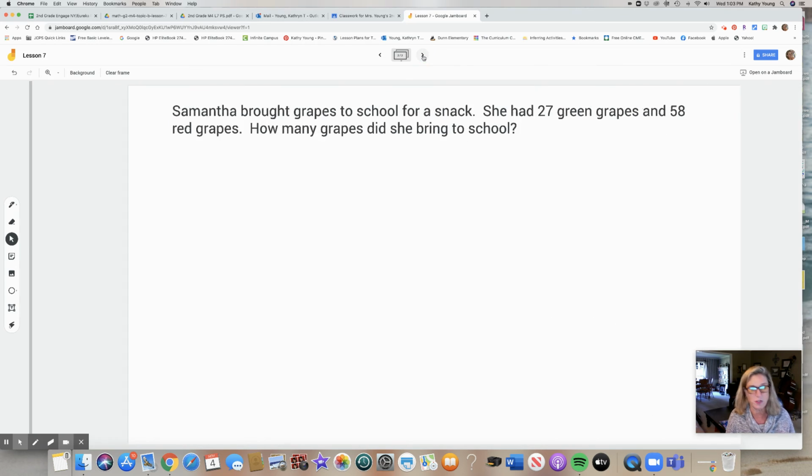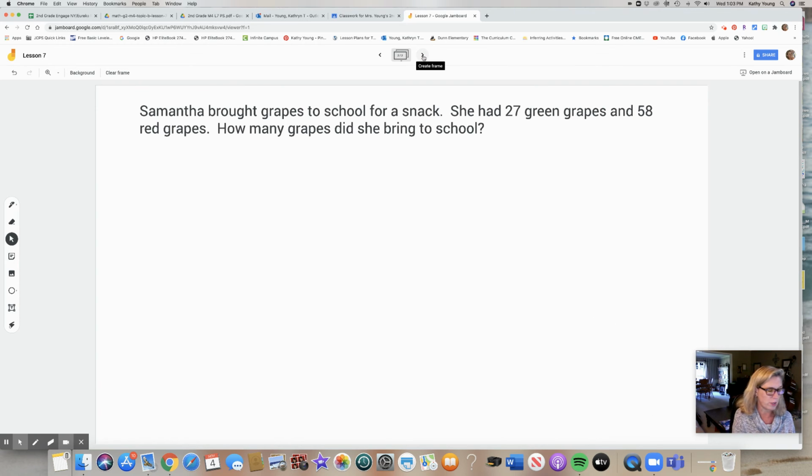We are going to switch over to the back page now, and we're going to look at number 2, which is a word problem. It says, Samantha brought grapes to school for a snack. She had 27 green grapes and 58 red grapes. How many grapes did she bring to school? So we're adding those two numbers together.